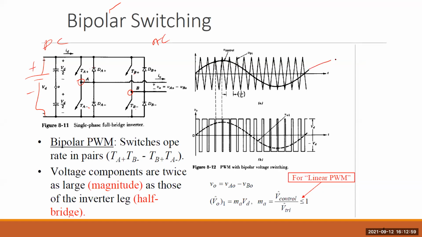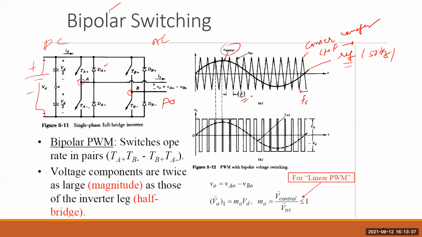You can see this sine waveform is a reference waveform, which is known as the control waveform also. This is the reference waveform of low frequency, say 50 hertz, that you want to develop at the output of the inverter. And this is known as the carrier waveform, which is high frequency. The frequency of this carrier waveform is basically the switching frequency of the device.